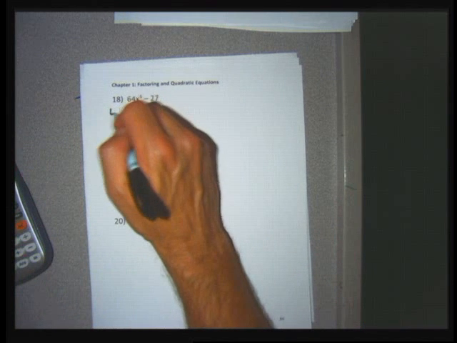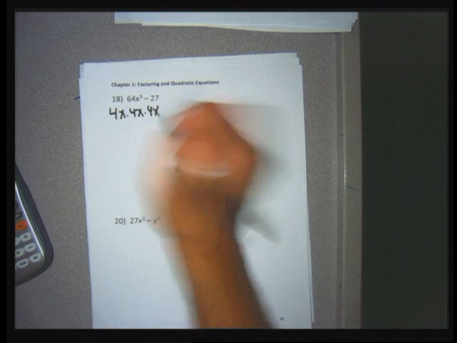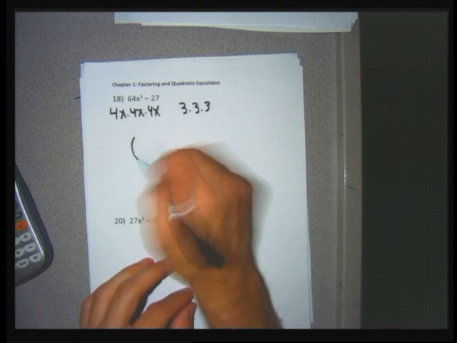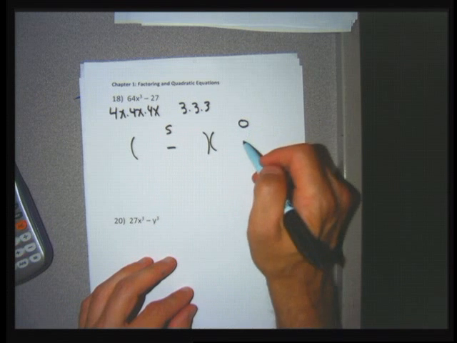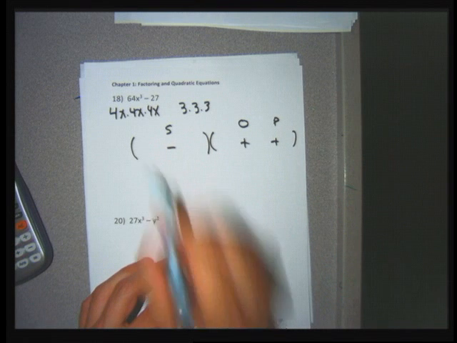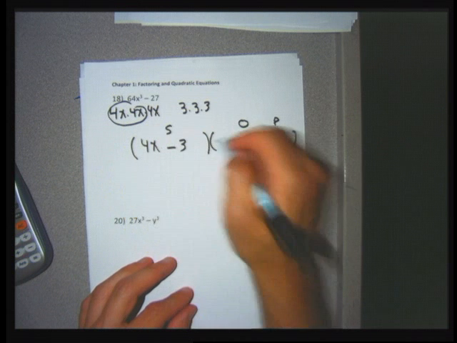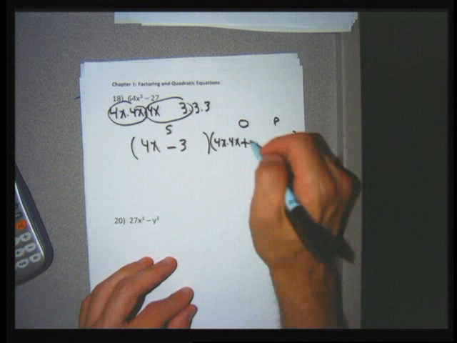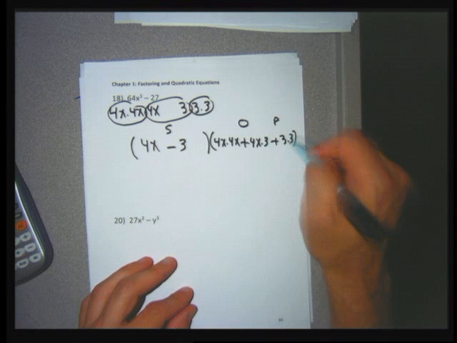18, I'm going to call 64x cubed 4x times 4x times 4x. And 27, I'm going to call 3 times 3 times 3. Signs, first parentheses gets the same sign, which is a minus. Second parentheses gets the opposite of minus, which is plus, and then a plus. First parentheses, one of each, a 4x and a 3. Second parentheses, first pair goes first, which is 4x times 4x, then 4x times 3, and last 3 times 3.